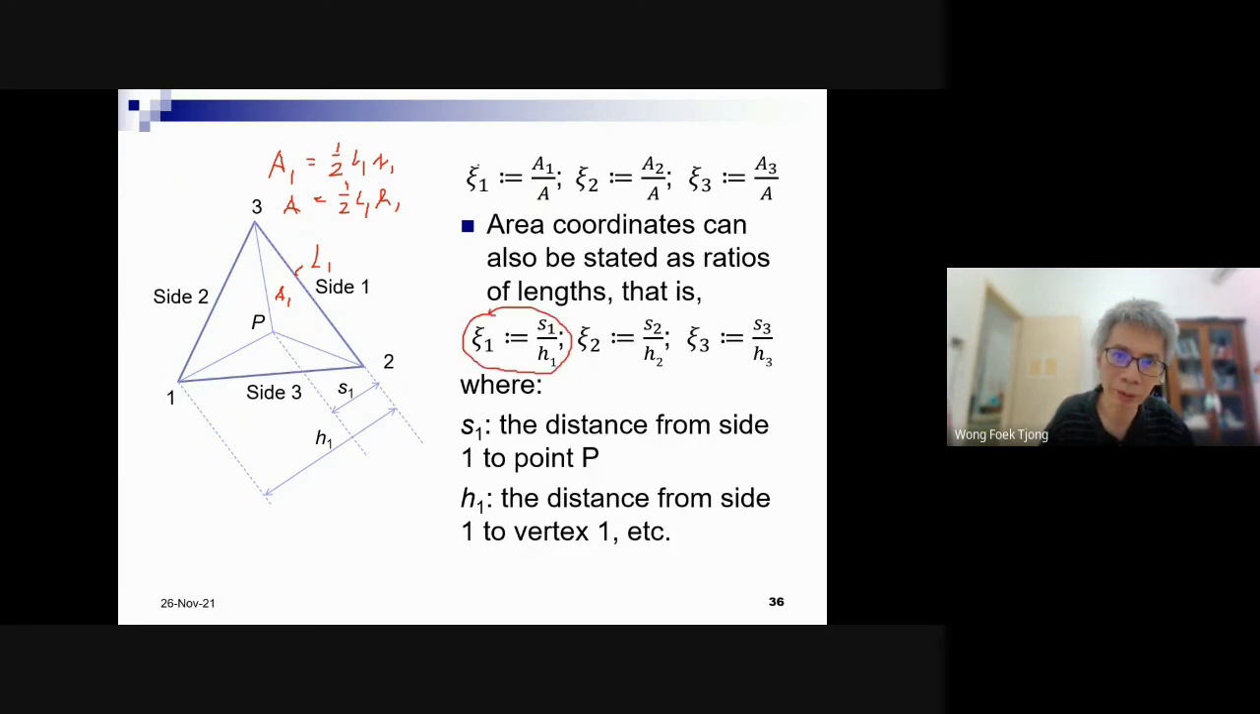So the ratio of the area, this one we can cancel, this we can cancel. So S1. That's why the area coordinates we can also see as the distance from the side. This is from 0 here and then to node 1. This is 1, 1, and then 0 here.